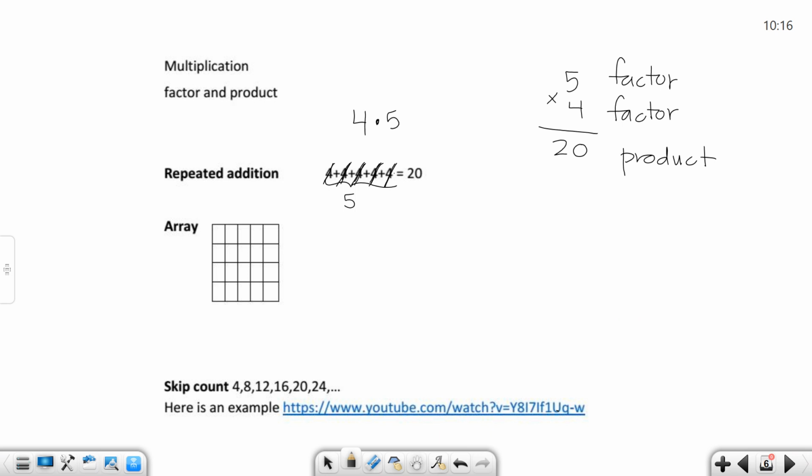The next way that we'll talk about is the array, and the array is really good in the elementary school system, because they can see it.